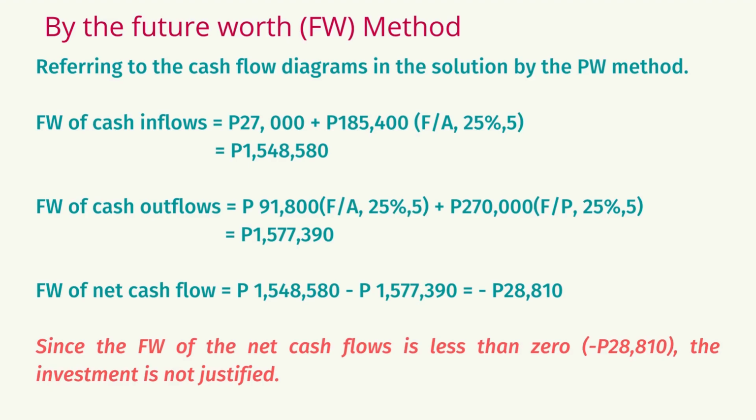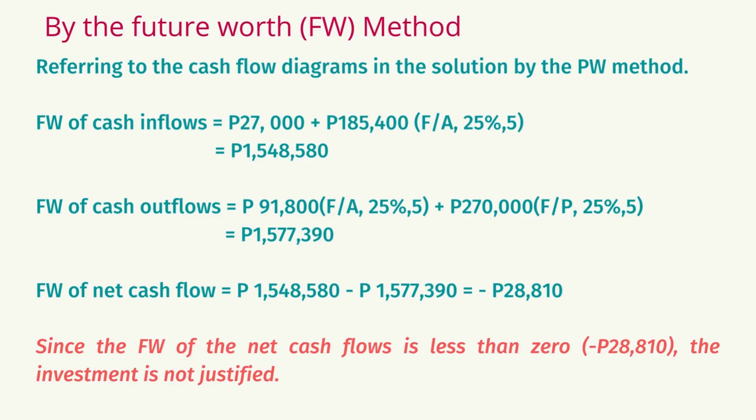Then get the future worth of the annuity of 185,400 with 25% interest for 5 years. That is a total of 1,548,580. For the cash outflows, you have to get the future worth of the annual cost of 91,800 multiplied by F given A at 25% for 5 years, plus the future worth of 270,000, which is multiplied by F given P at 25%, 5 years.